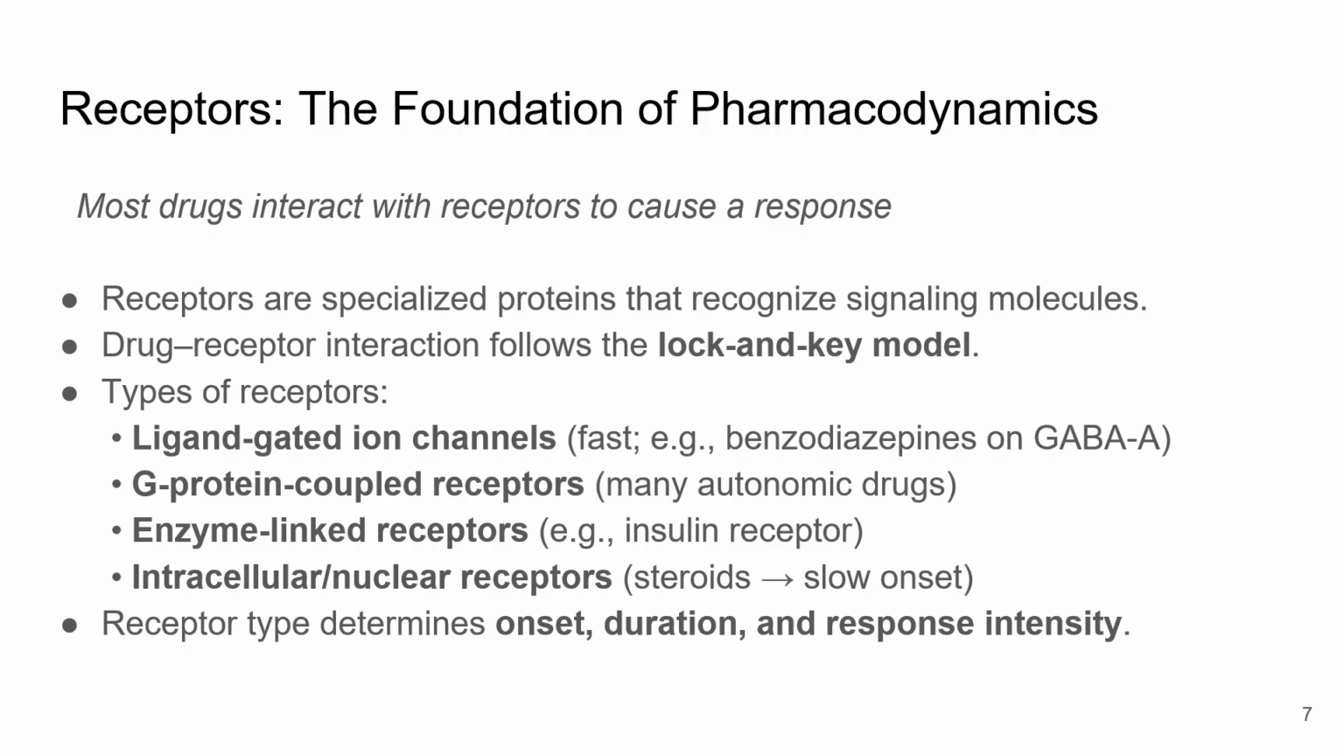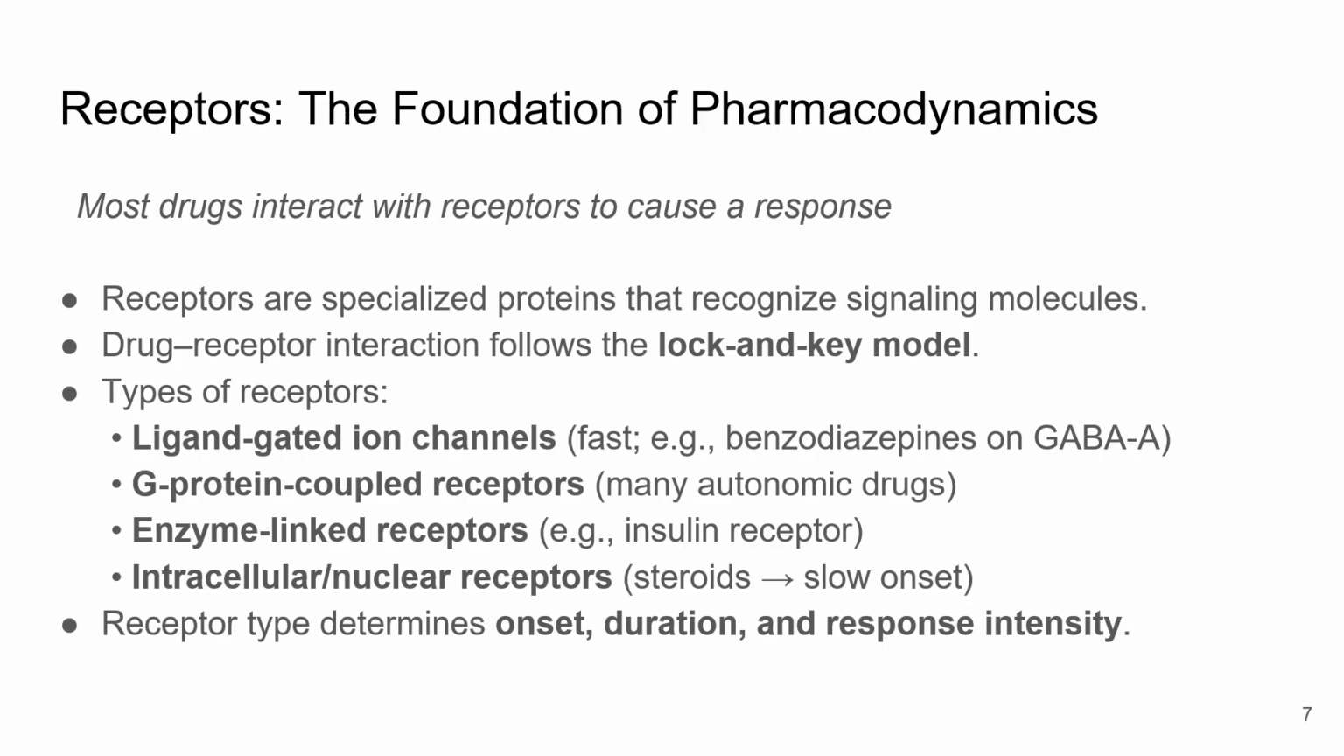Ligand-gated ion channels act very quickly. When a drug binds, the channel opens or closes almost immediately. An example of this is benzodiazepines, something we use for acute anxiety. They work on a GABA-A receptor, which is why their effects are very rapid. G protein-coupled receptors are extremely common. These are used in many autonomic nervous system drugs, and these involve second messengers, so they are a little bit slower, but still fairly fast.